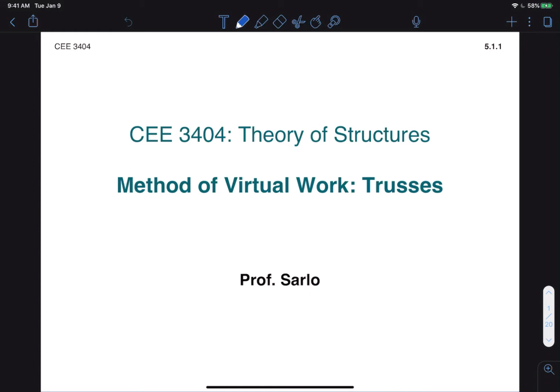Now, we've qualitatively calculated deflective shapes, but now we will introduce a method, the method of virtual work, which can be used to actually quantify these deflections. And this is a very powerful and flexible method, and in fact will be the foundation also for our analysis of indeterminate structures. So we'll spend quite a bit of time elaborating on it and getting accustomed to using it. In this lesson, we'll focus primarily on trusses.